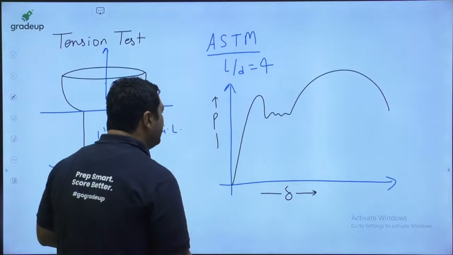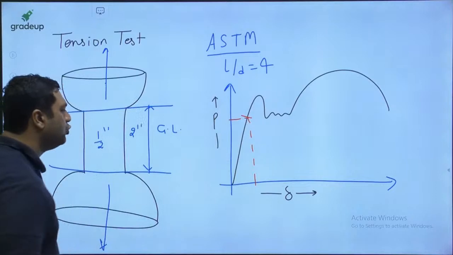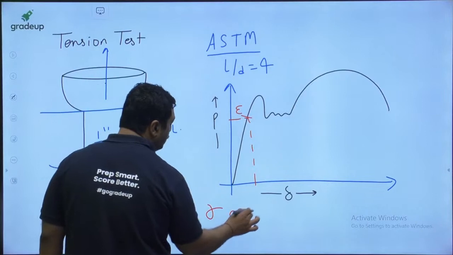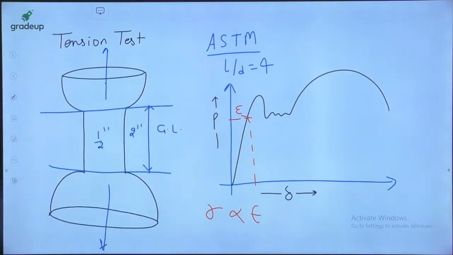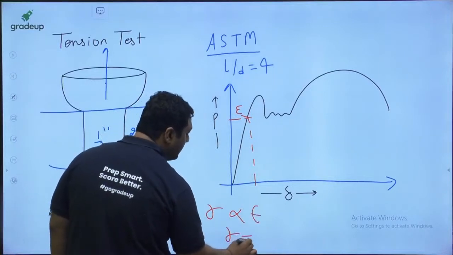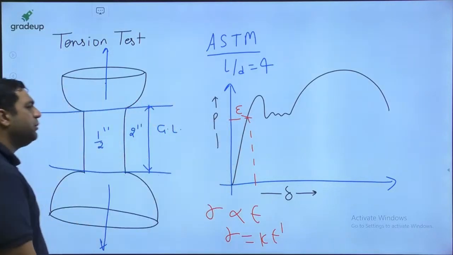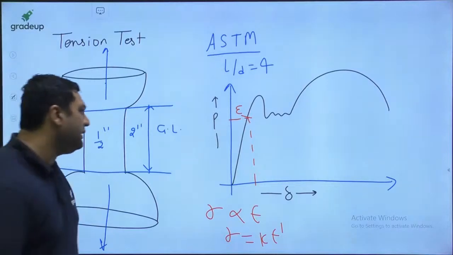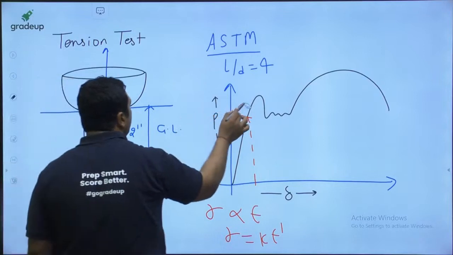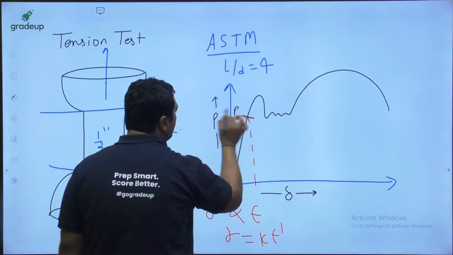There is a point up to which the material obeys Hooke's law. That point is said to be the elastic limit. Hooke's law says stress is directly proportional to strain up to the elastic limit. Up to the point where you have the stress-strain relationship sigma equals k times epsilon to the power n, the curve is linear. That point is said to be the proportional limit. Not elastic, proportional limit. Up to which the material obeys Hooke's law, up to which the load deformation diagram is a straight line, it is said to be the proportional limit.